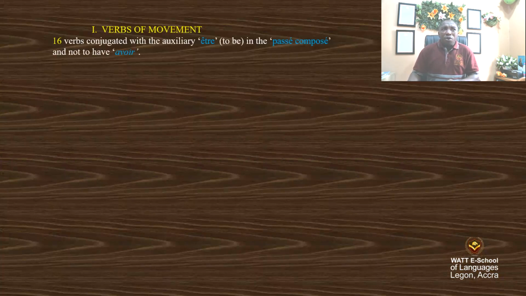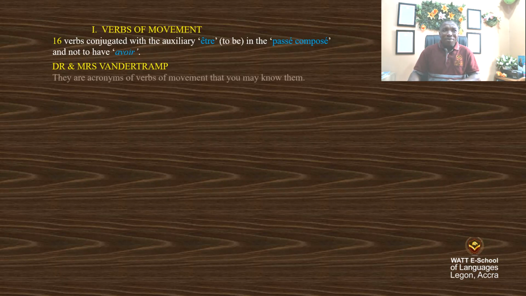16 verbs are conjugated with the auxiliary être, to be, in the passé composé and not avoir, to have. Let's have a look at them. They are Dr. and Mrs. Van der Trump. That's what you call them. They are acronyms, and these acronyms go with the verbs that I'm going to show you. They are acronyms of verbs of movement that you may know.